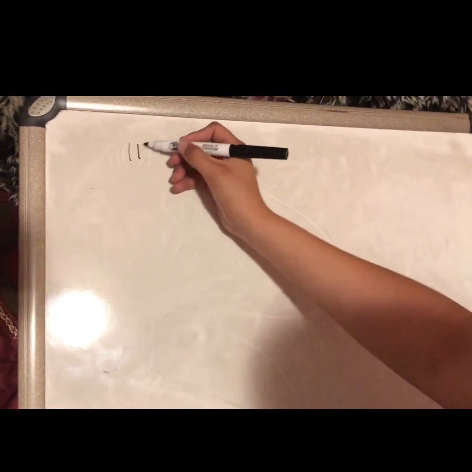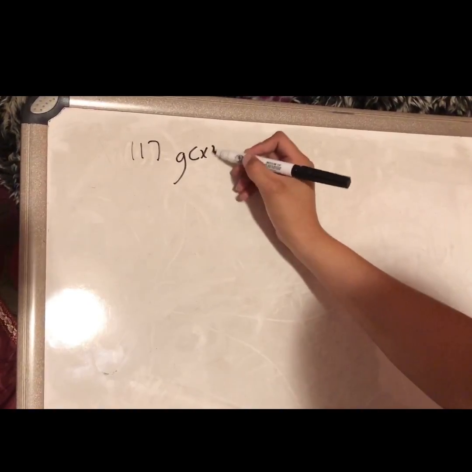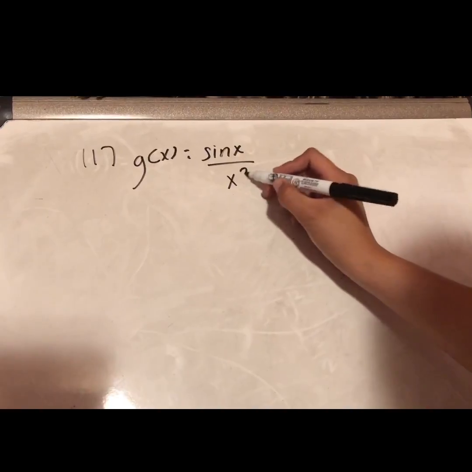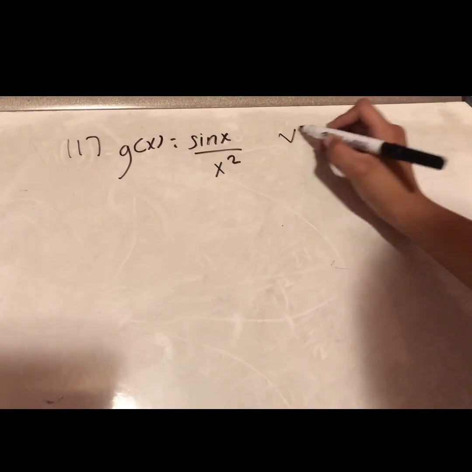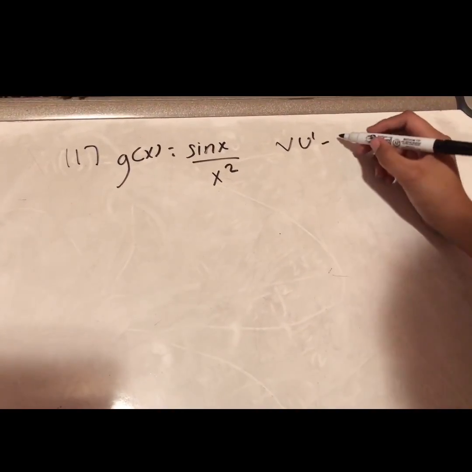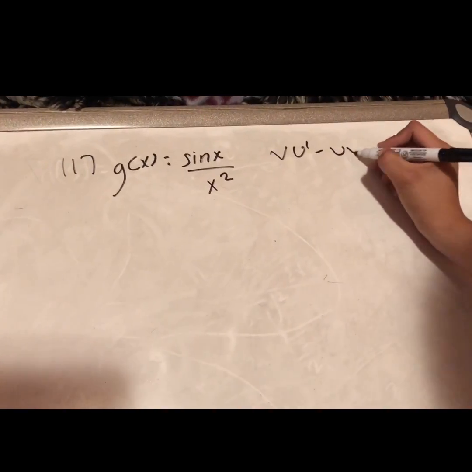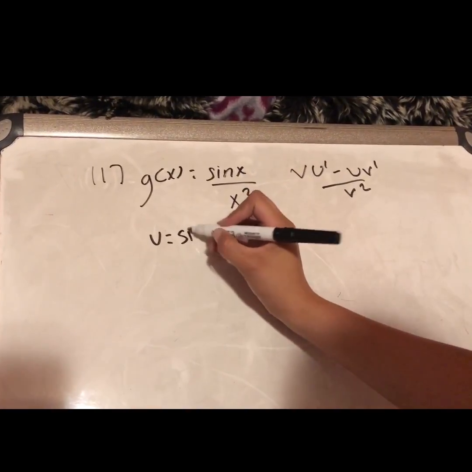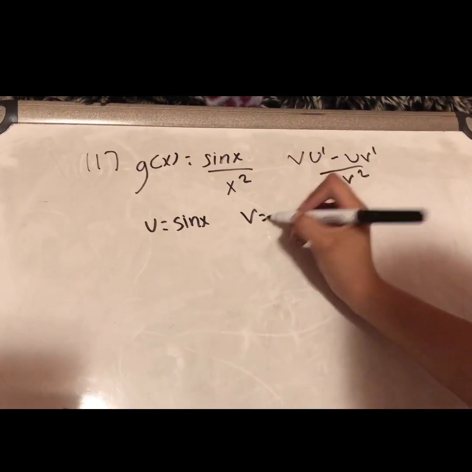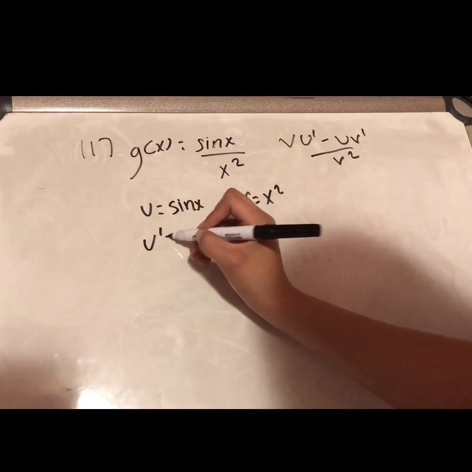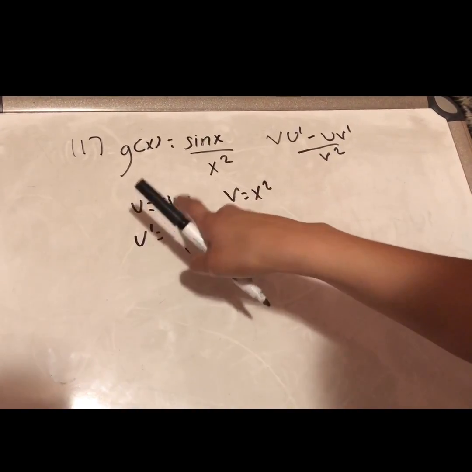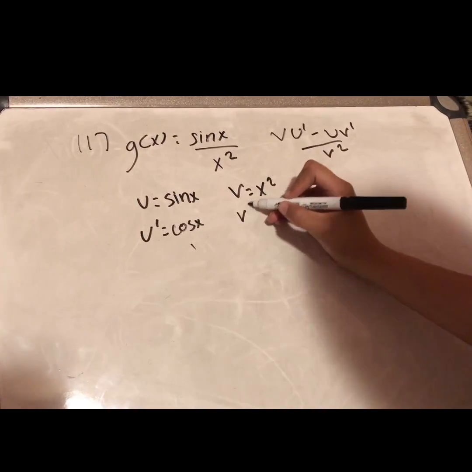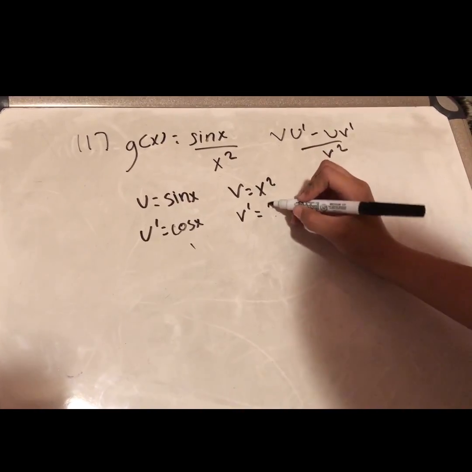Okay, so now we're going to do number 11, which is g of x equals sine x over x squared. So we're going to do the same thing. We're going to use the quotient rule, which is v u prime minus u v prime over v squared. So our u is going to be sine x, our v is going to be x squared, our u prime is going to be, the derivative of sine is cosine x, and the derivative of x squared is 2x.